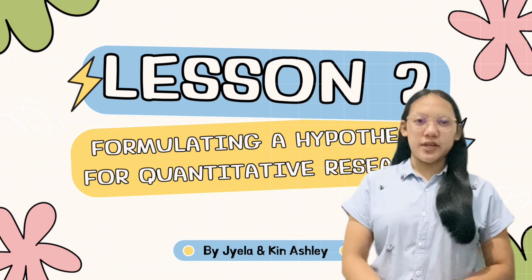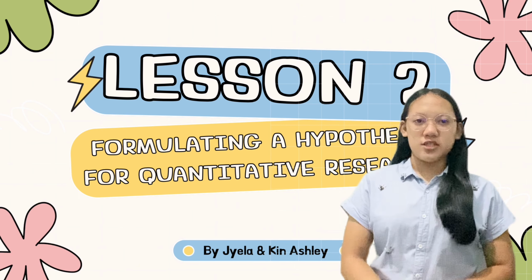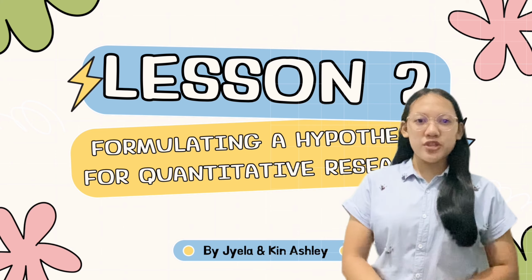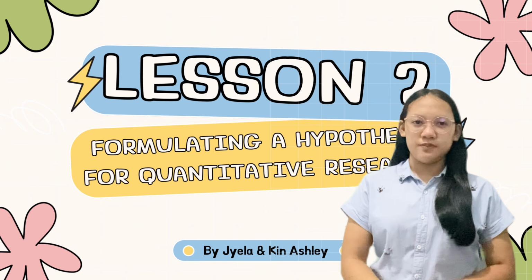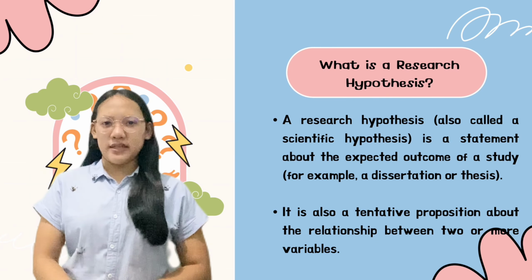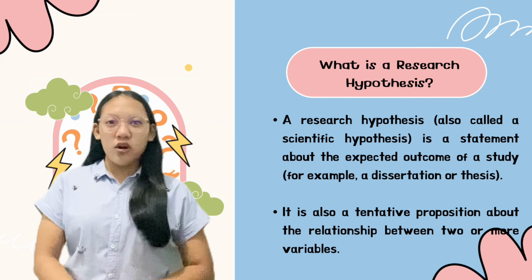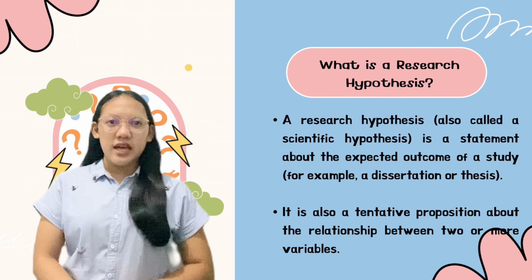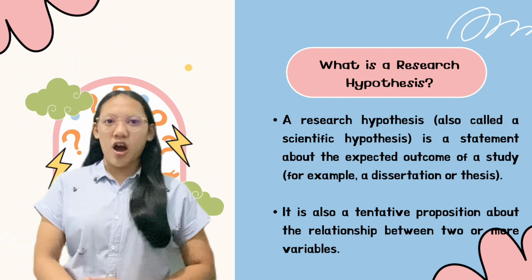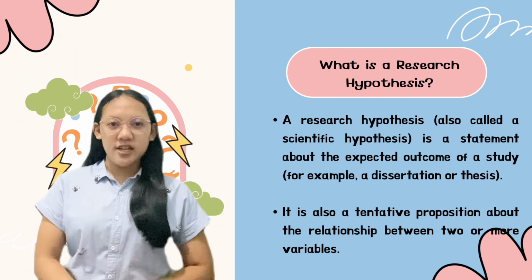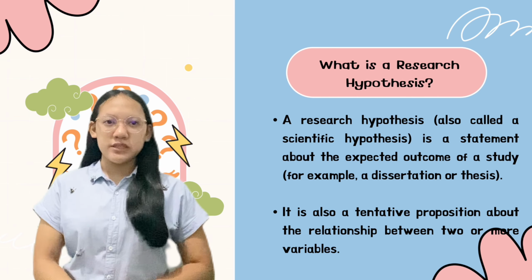Good day, everyone. Our lesson 2 focuses on formulating a hypothesis for quantitative research. Let's start with the basics. What is a research hypothesis? A research hypothesis, also called a scientific hypothesis, is a statement about the expected outcome of a study. It is also a tentative proposition about the relationships between two or more variables.